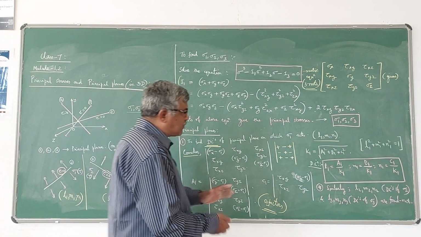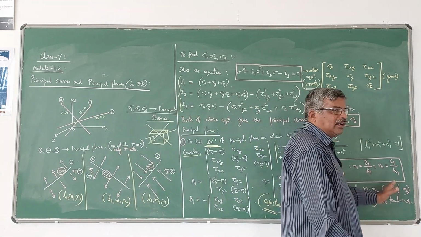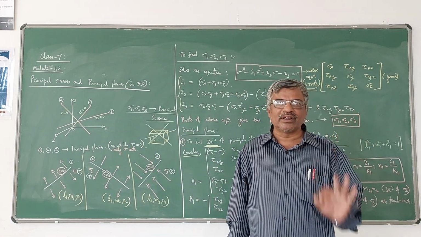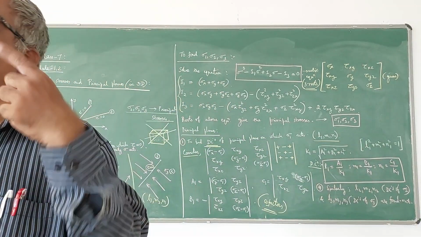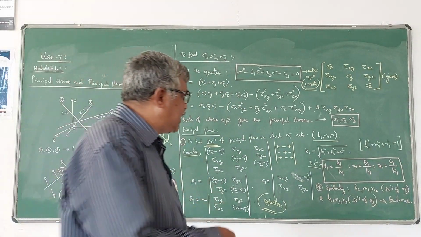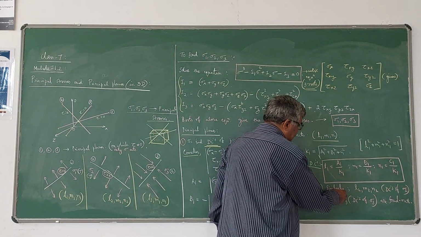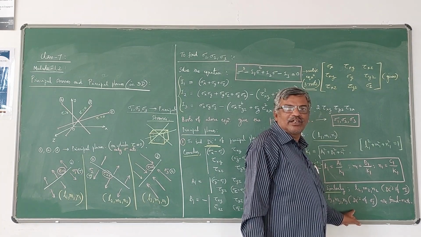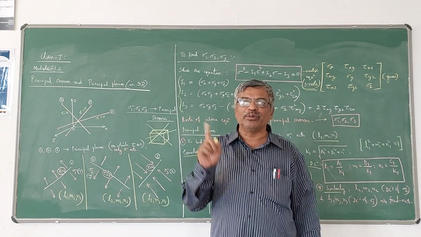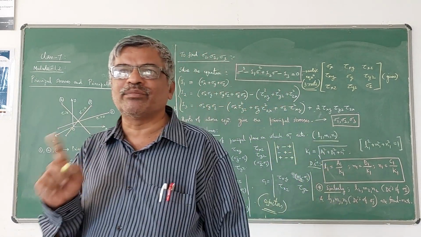So once you get L1, M1, N1, they are the direction cosines of the first principal plane on which sigma 1 acts. Similarly, you can find out the direction cosines of sigma 2 or sigma 3. L2, M2, N2 for sigma 2, L3, M3, N3 for sigma 3.